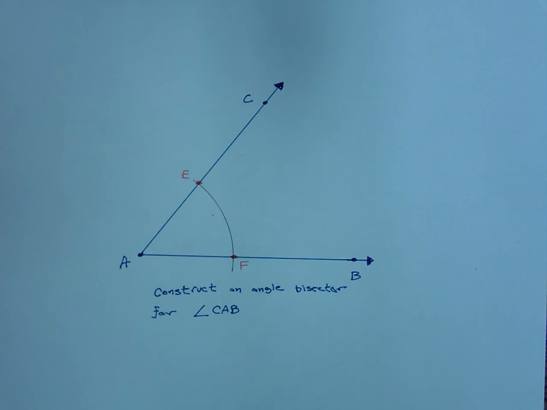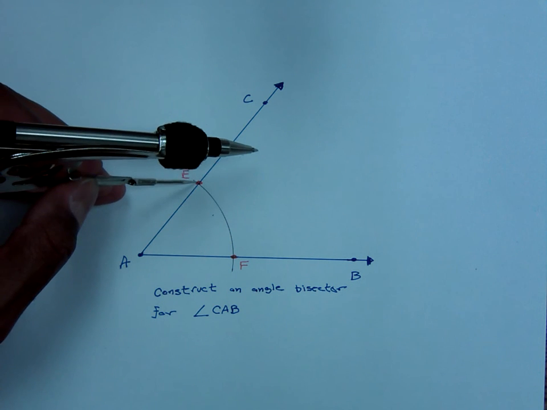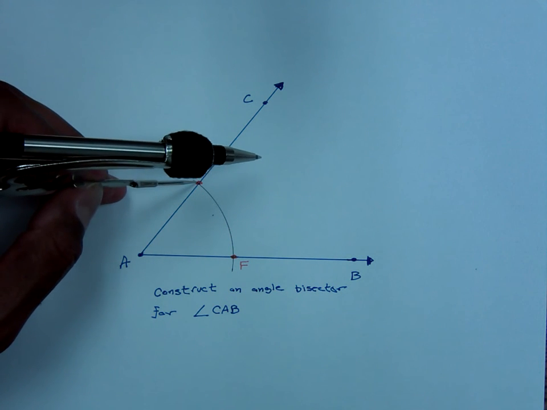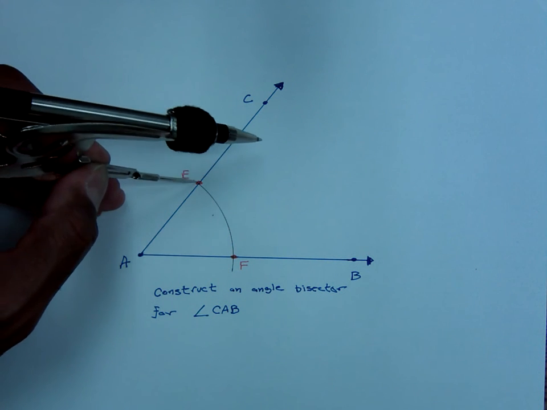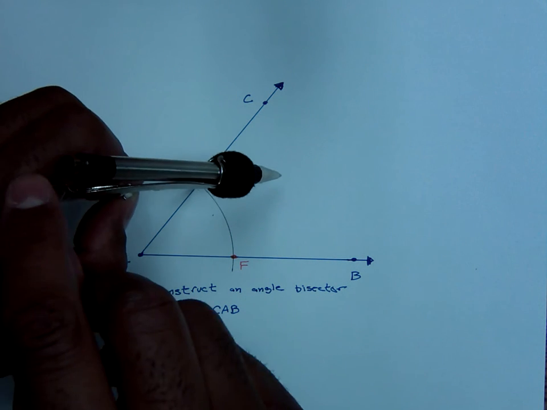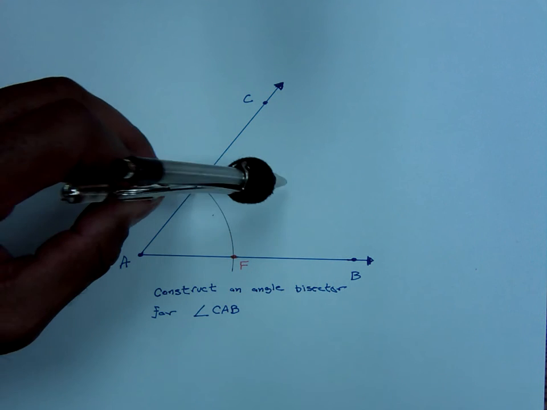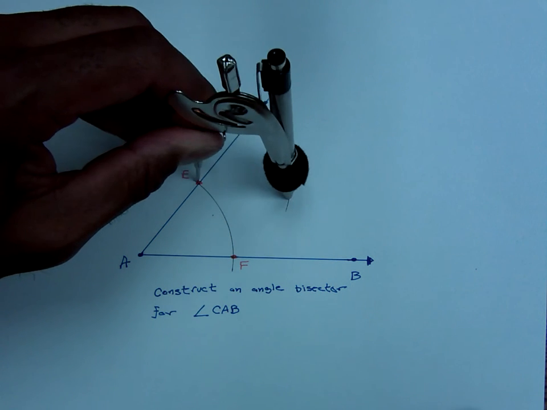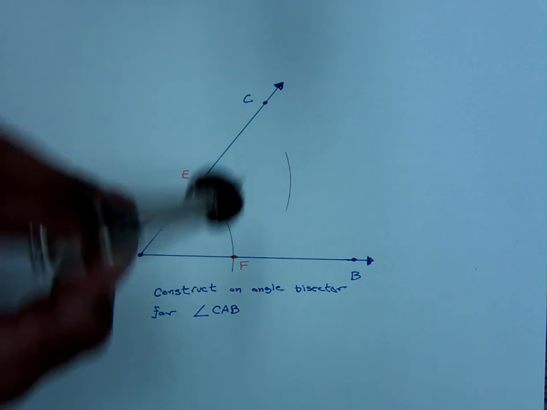Now we're going to construct two more arcs, but this time we'll have the center of the arcs, or the center of the circle that these arcs would lie on, one of them at point E and the other at point F. The important part about these next two arcs is that we leave our compass setting with the same radius, and that we make the arcs so that they cross the interior of this angle that we want to bisect.